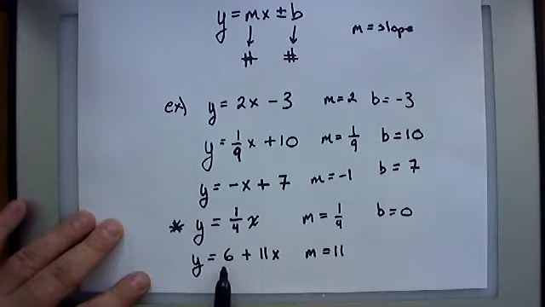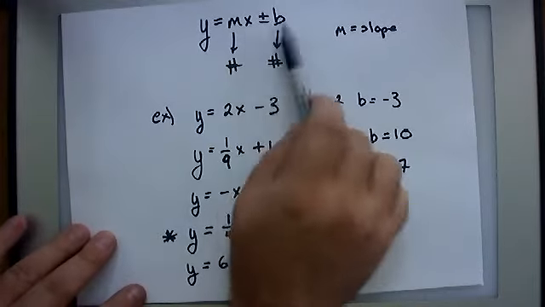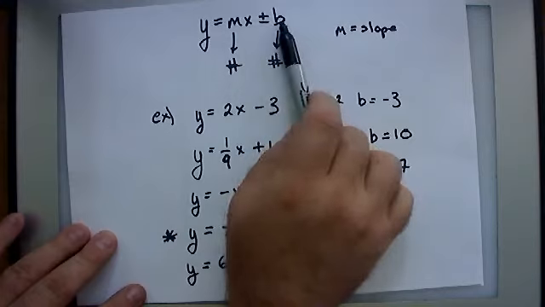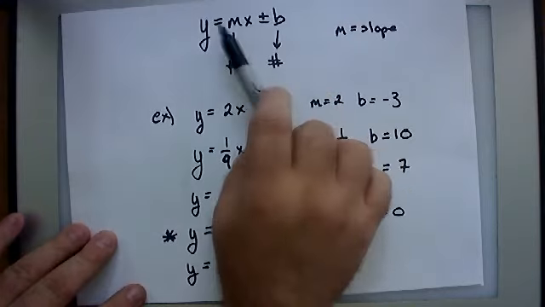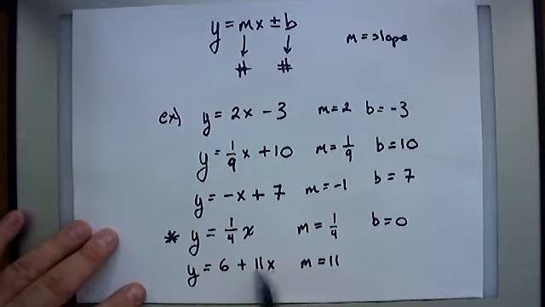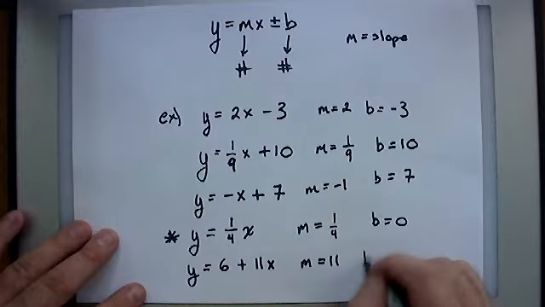They've just been reversed. So it's not about the order. It's not necessarily mx and then b. It's something x and then another number. The other number is always b. Something with the x is always the m. So down here, the constant 11 next to the variable x means the m is 11 and the b is 6.